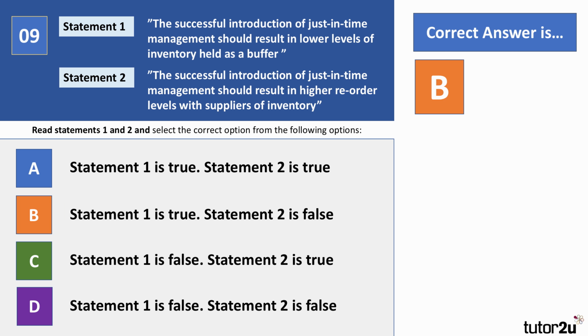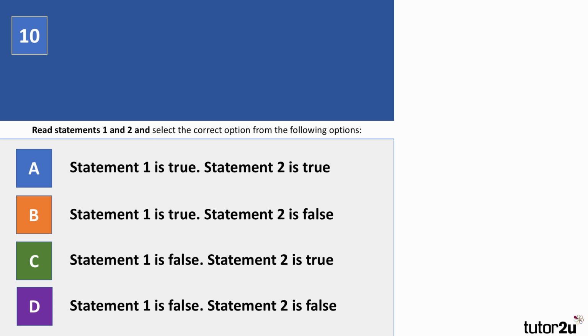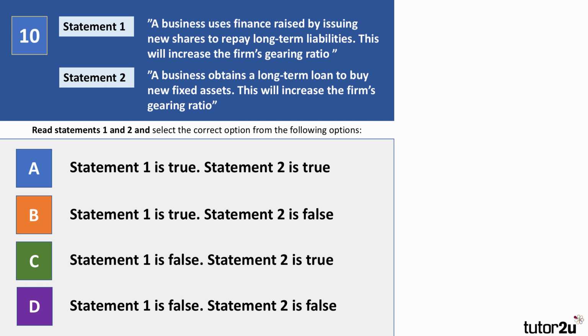So we're moving on now to question 10 out of the 15. Question 10. Statement 1. A business uses finance raised by issuing new shares to repay long-term liabilities. This will increase the firm's gearing ratio. Statement 2. A business obtains a long-term loan to buy new fixed assets. This will increase the firm's gearing ratio. Pause the video and work out whether statements 1 and 2 are true or false.